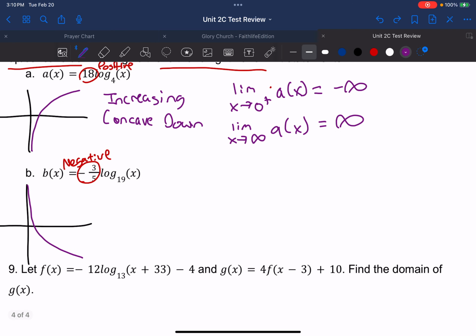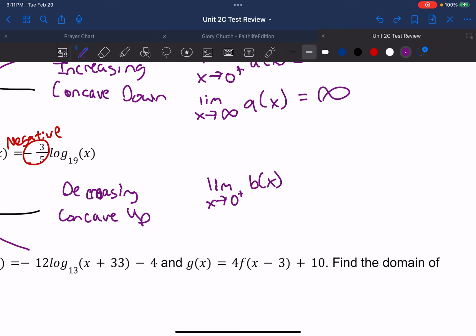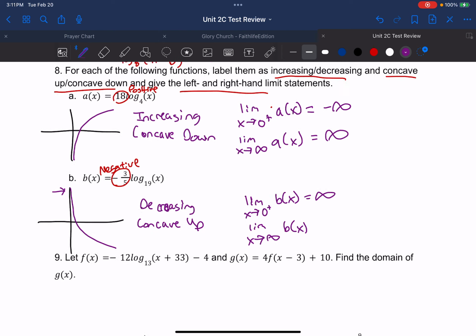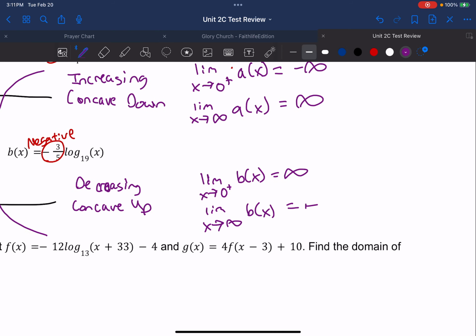So for the other one, this is decreasing. Concave up. And here are some limit statements. So looking up here, as I go to 0 from the right side, so this purple line here, what's it doing? As I get closer to 0, my function is going to infinity. And as I go to infinity on x, so as my function goes to the right forever, I'm going towards negative infinity.